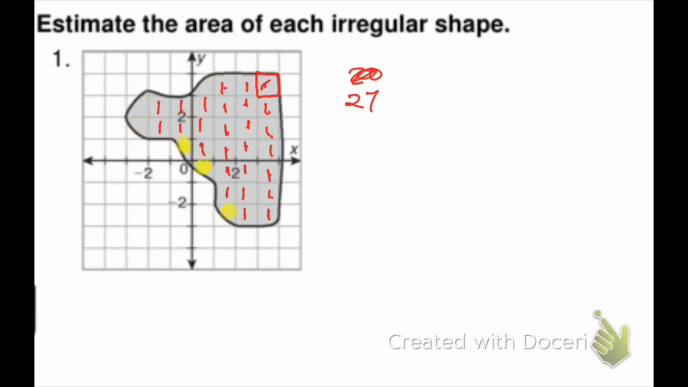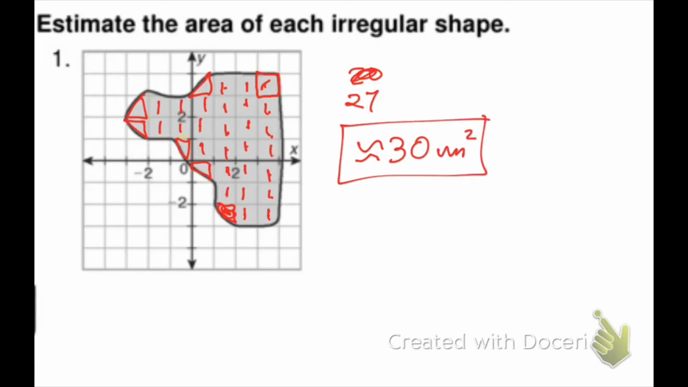But notice that these highlighted squares here, they're triangles. They fill up half of the box. So all I'm going to do is add them both together to get a full square. So 27, 28, 29, and we get approximately 30 units squared. Now this is an estimate, right?